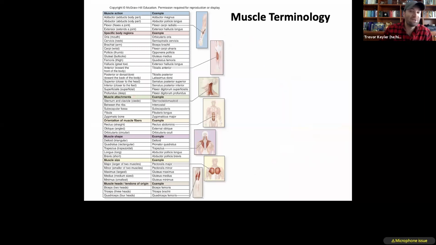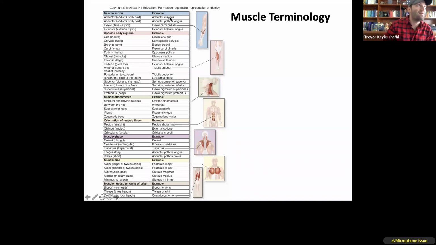All right, so here we have muscle terminology, and knowing these terms is going to help you understand the names of these muscles, making them easier to memorize. They're grouped here by action, specific body regions they attach to, or even orientation of the muscle fibers. For example, we have a muscle action. We could have an adductor, and remember we said adductor would be bringing closer down to your body, so that muscle is going to help with that.